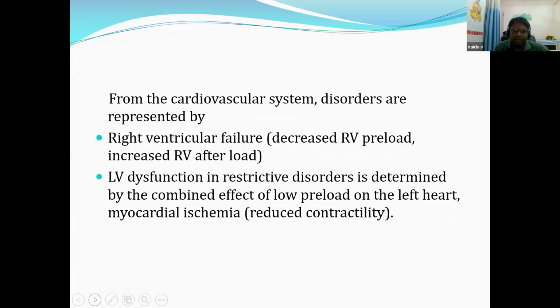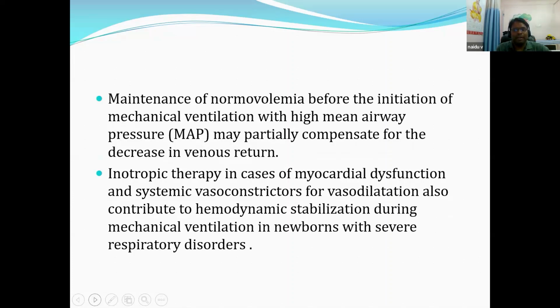Left ventricular dysfunction is also present, in the form of low preload of the left heart and myocardial ischemia due to reduced contractility because of reduced preload of the left ventricle. So, during mechanical ventilation, to prevent all this, first we have to maintain normal volemia before initiation of mechanical ventilation with high mean airway pressure, and use inotrope therapies if myocardial dysfunction is there, and vasoconstrictors if vasodilatation is also there, to stabilize the mechanical ventilation.